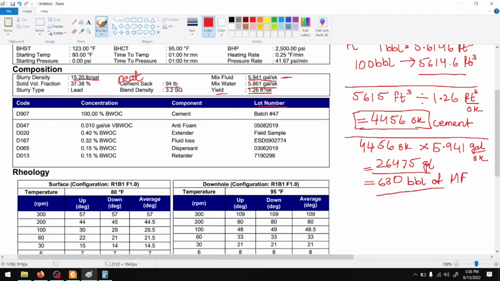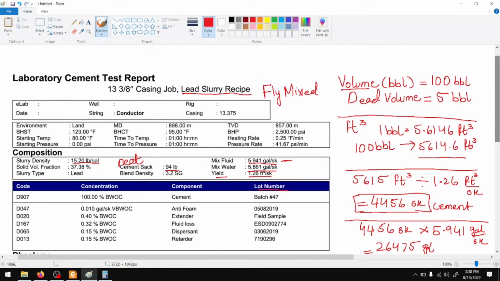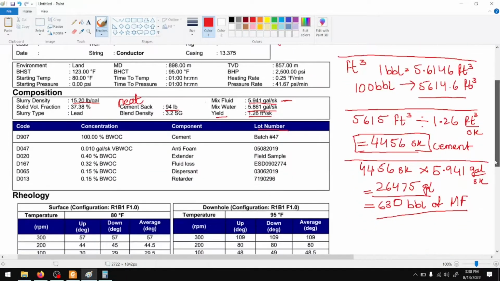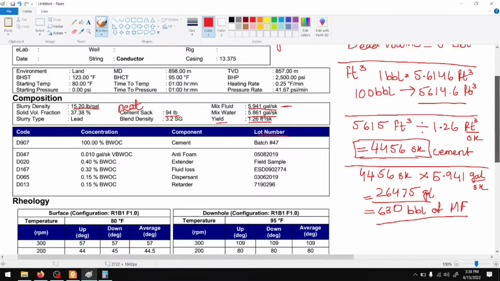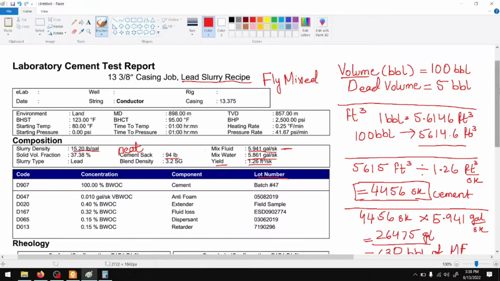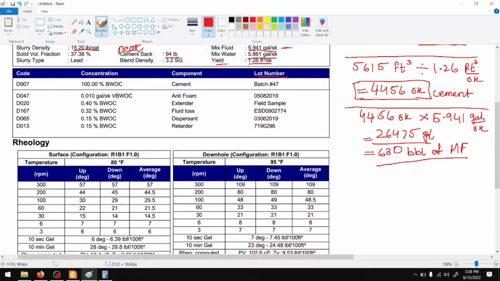You have 630 barrels of mixed fluid, but let's look at the dead volume here. If you make only 630 barrels of mixed fluid, you won't be able to make 100 barrels of slurry, because 5 barrels of your mixed fluid is going to get left behind. So you need to add 5 barrels of dead volume to your mixed fluid, which would give you 635 barrels of mixed fluid that you need to prepare.